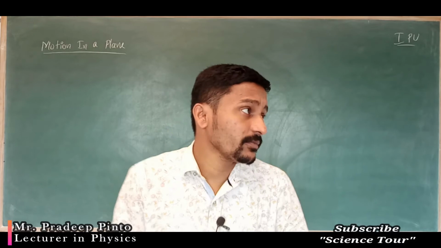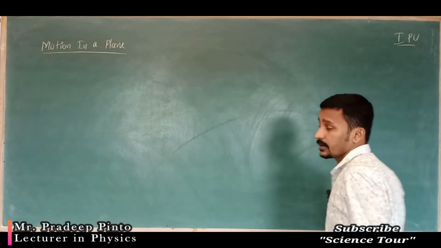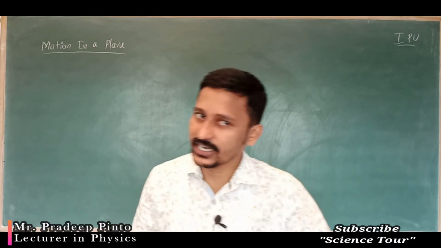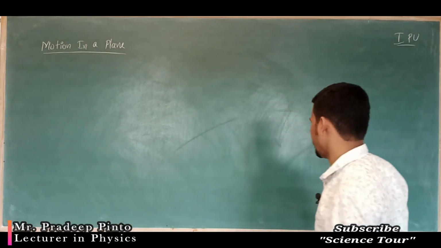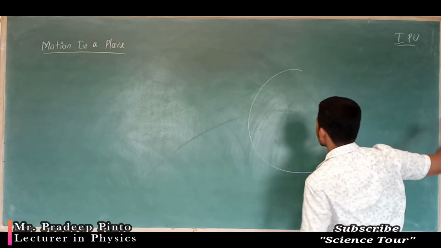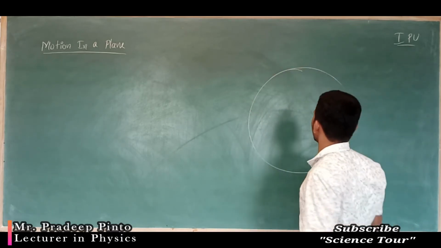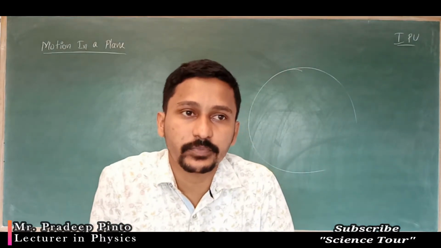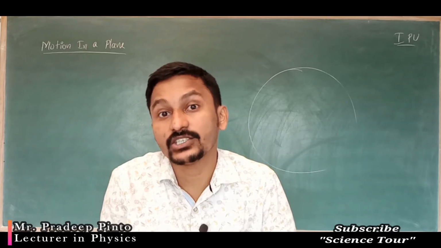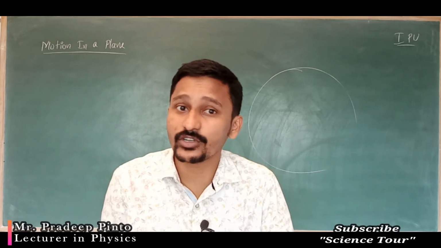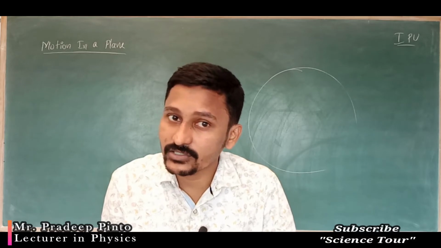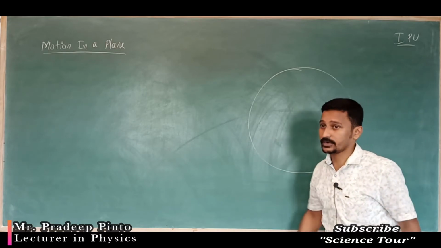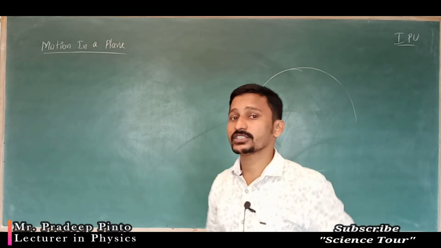We were talking about examples of motion in a plane. One is projectile motion, and another is uniform circular motion, meaning an object is revolving in a circular path with a constant speed. Constant speed means the magnitude of velocity is constant, but the velocity is changing. Does the magnitude change? No. It moves 5 meters per second, 5 meters per second, like that only. But every time the direction of velocity changes.